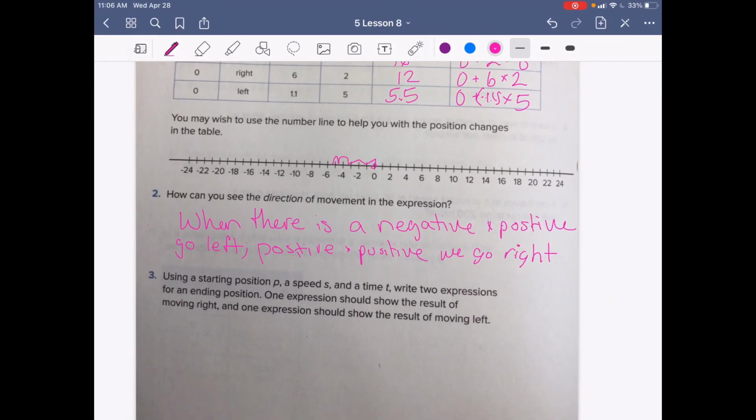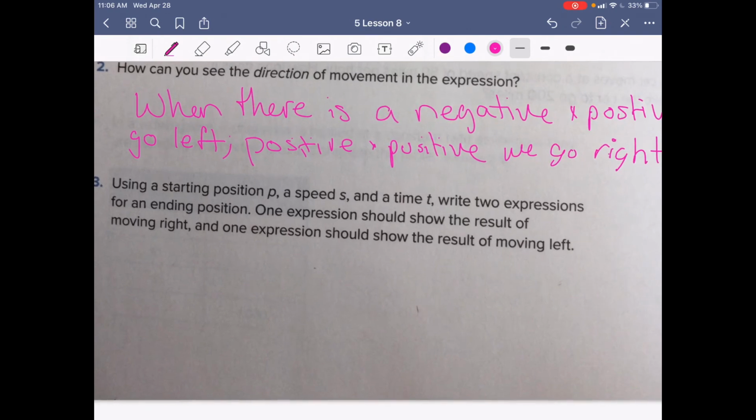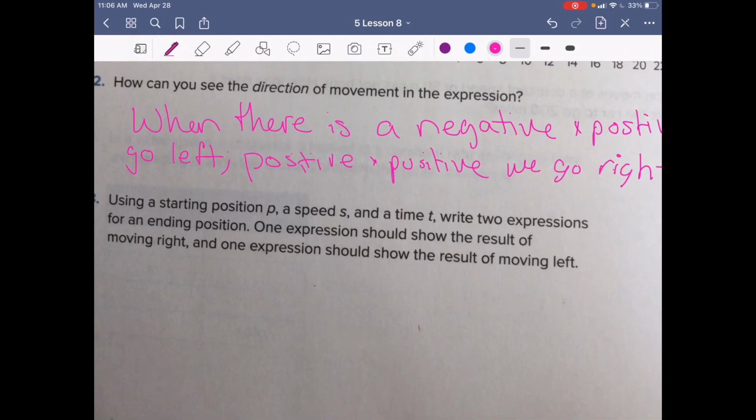All right, let's look at the next question. Using a starting position P, a speed S, and a time T, write 2 expressions for an ending position. One expression should show the result of moving right, and one expression should show the result of moving left. So our position at top, remember the 0 was where we started, the speed was the distance we went, and the time was the amount of time it took. So pause the video and try to think of 2 ways we could write this.